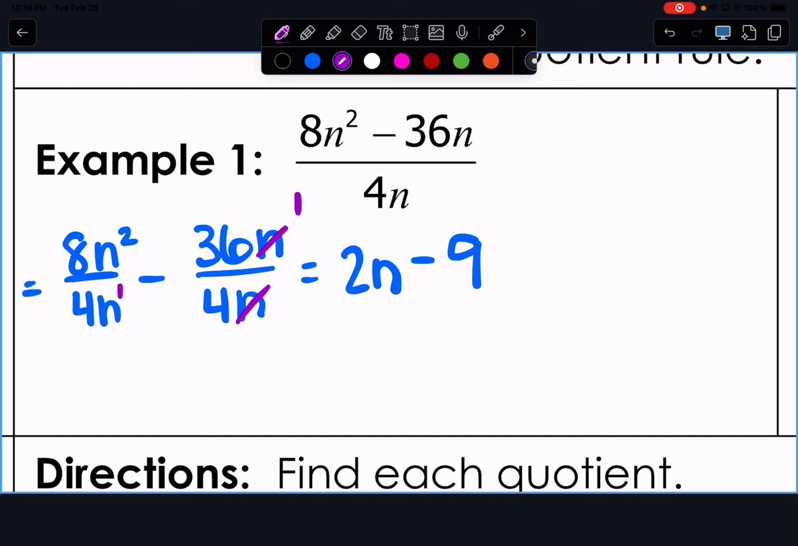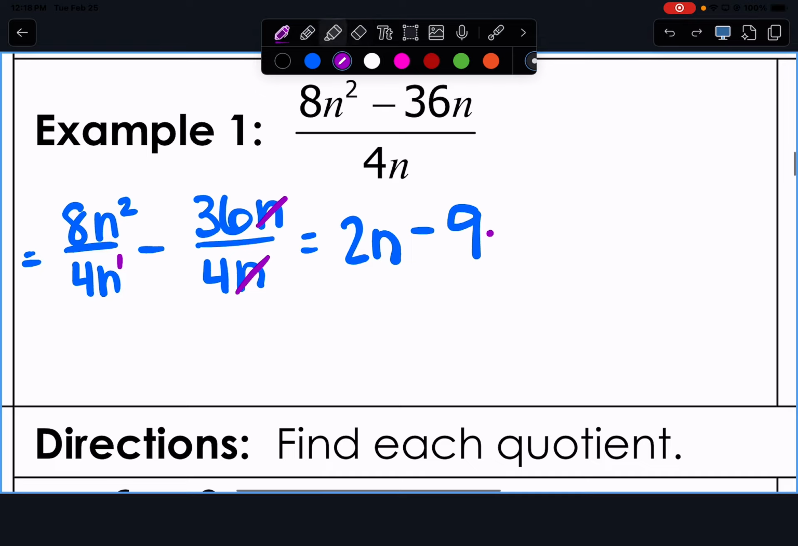Would it be 10? It would still be 9, because it would be like 9 times 1. But as long as there's something left there, we just think of it as canceling out. And that's our answer. That's all we have to do.